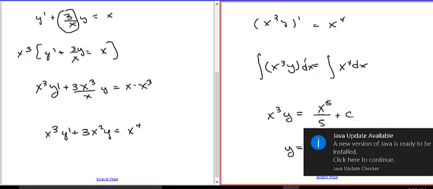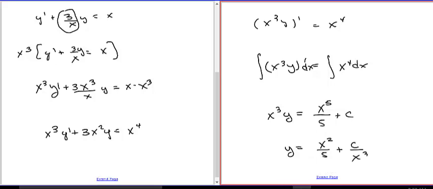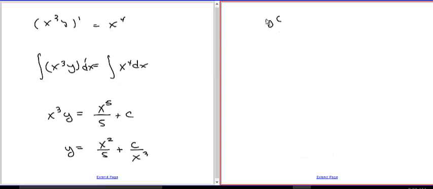And then our initial condition that we had, which I've got to dig out of my bag. So I just kind of threw everything in here. So I had the initial condition that y of 2 equals 5. So you put 5 in for y, and you put 2 in for x. And you just do a little fraction and stuff. So you get 5 is equal to 4/5 plus c divided by 8.